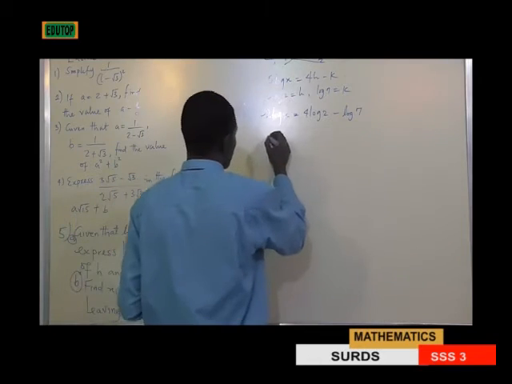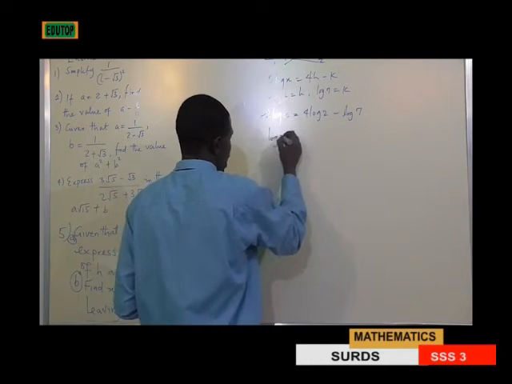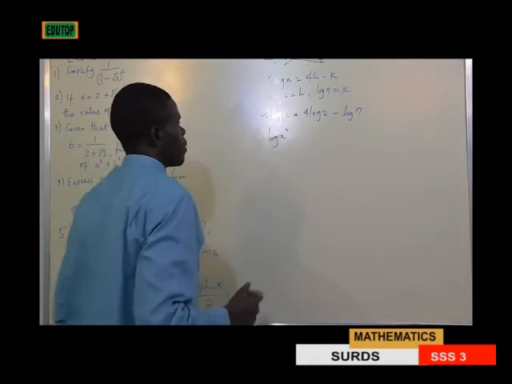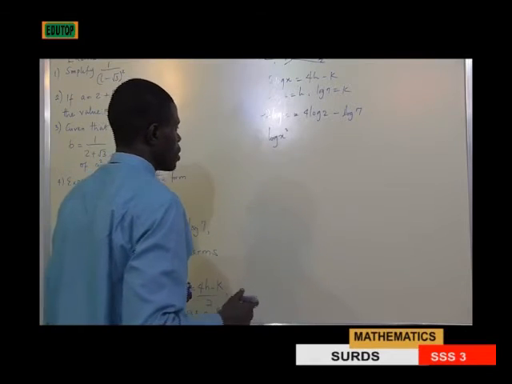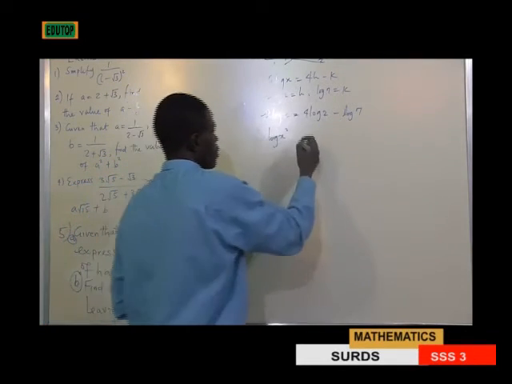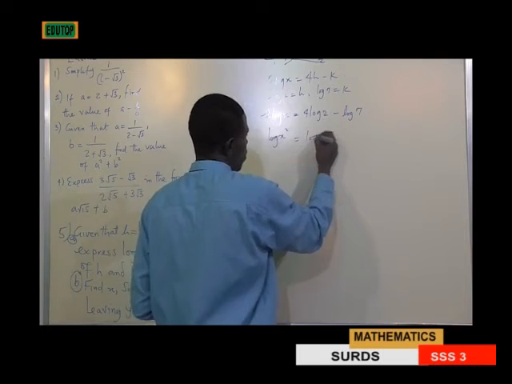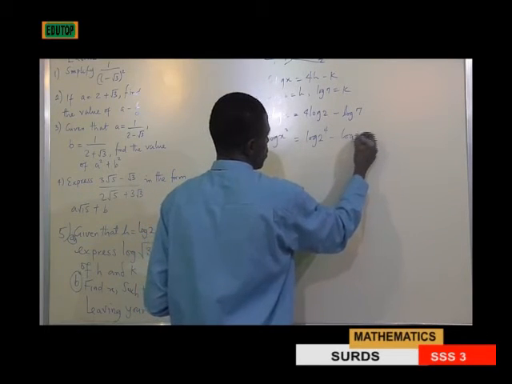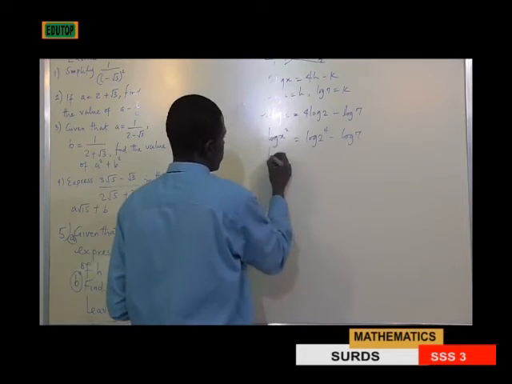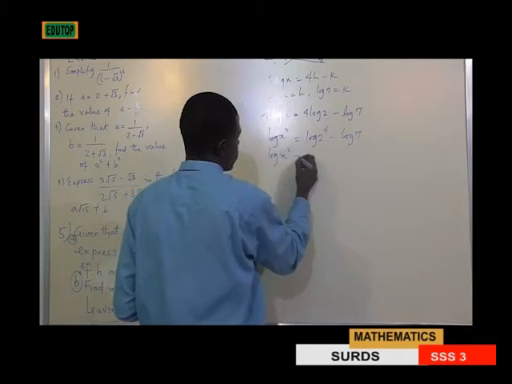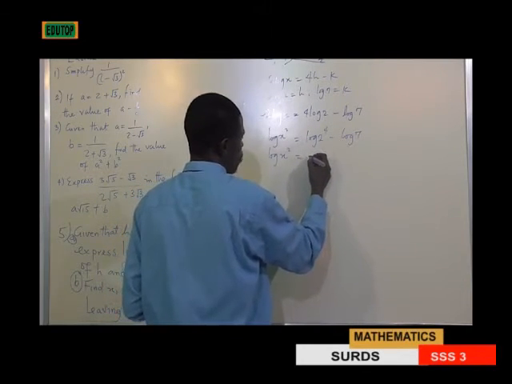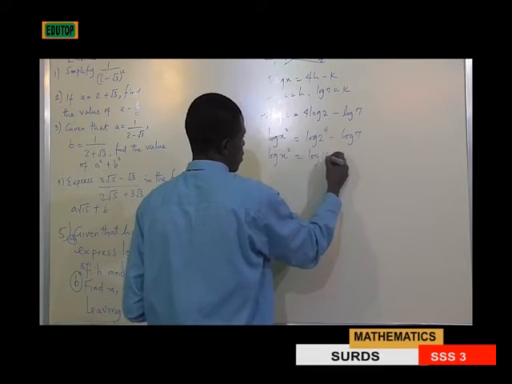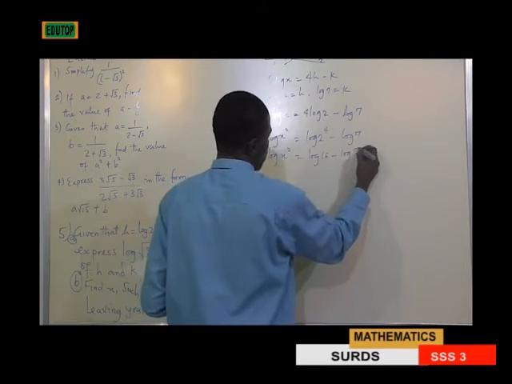Then here we have log x squared, so it's allowed in logarithm. This comes to this. Then this one also can be log 2 raised to power 4 minus log 7. Then this one is log x squared, which now equals log 2 raised to power 4, which will definitely give us 16, minus log 7.